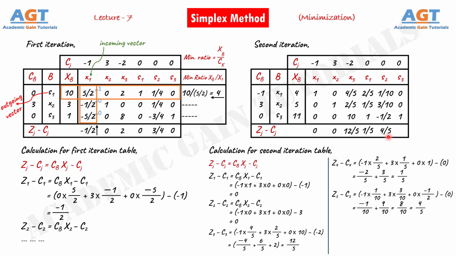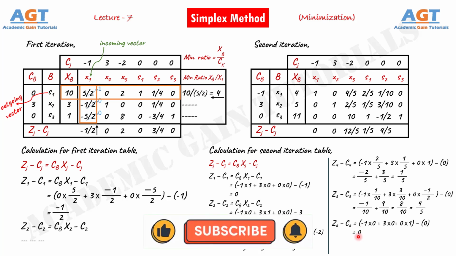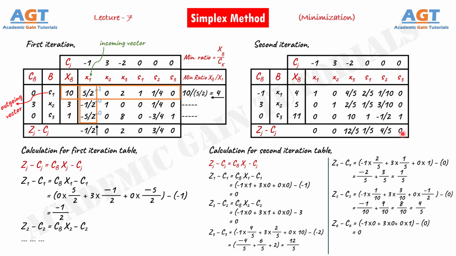And, for Z6 minus C6, here we will have -1 into 0 plus 3 into 0 plus 0 into 1 minus the value of C6, which is 0, and finally the value of Z6 minus C6 will be 0. So, in this row, here we will write 0. So, we have found out the values for Zj minus Cj, and filled up this row.